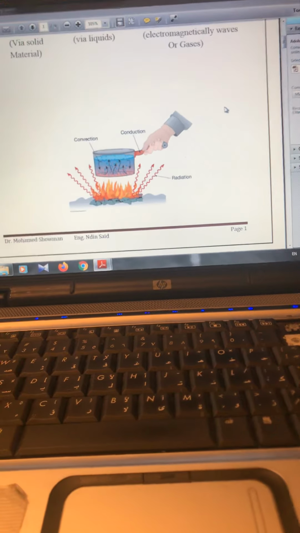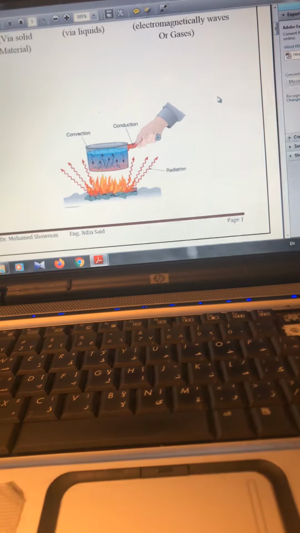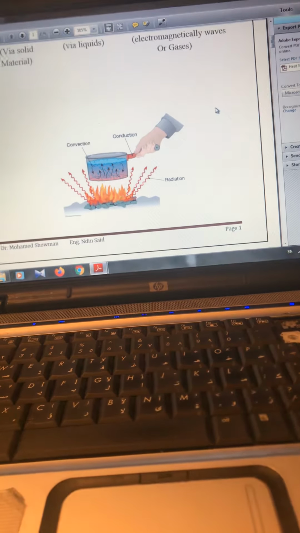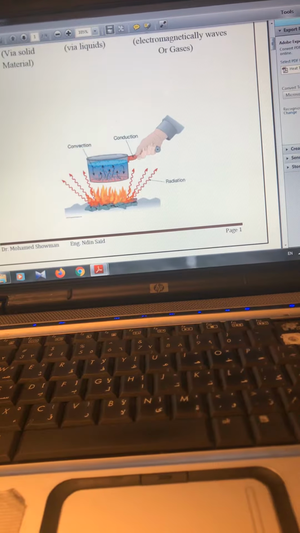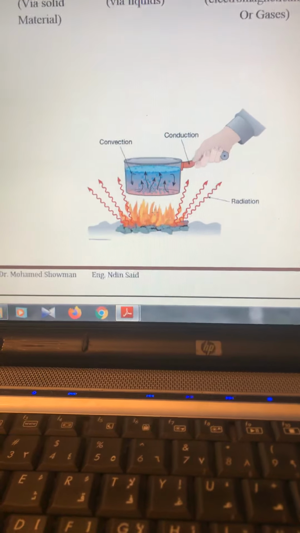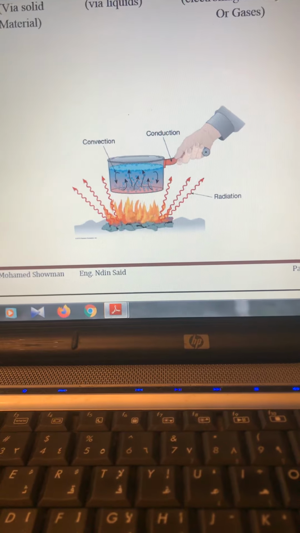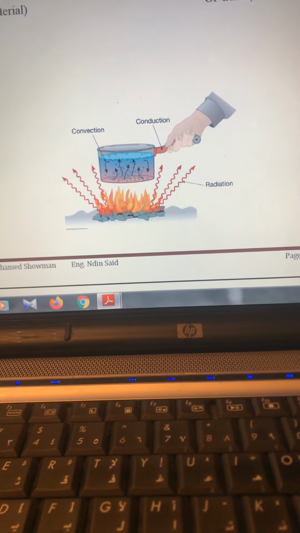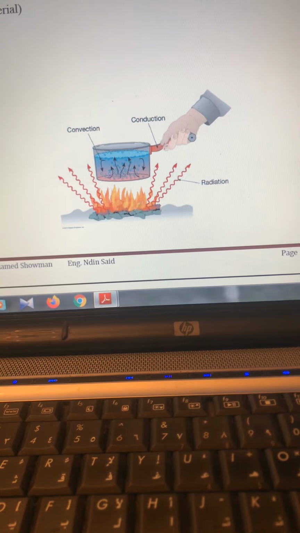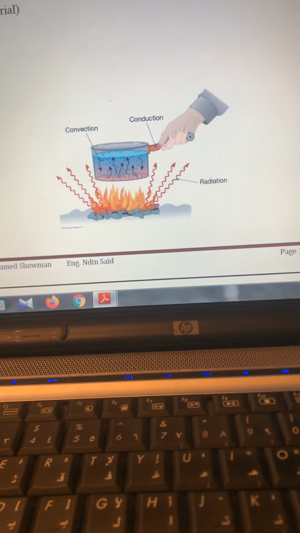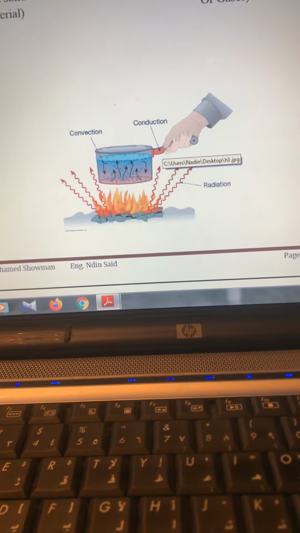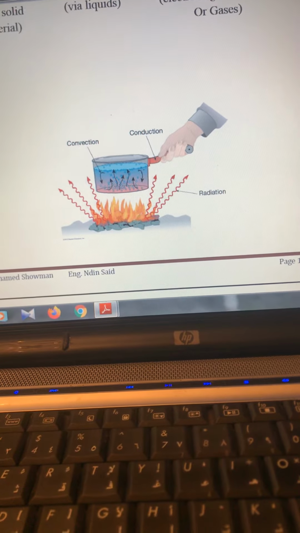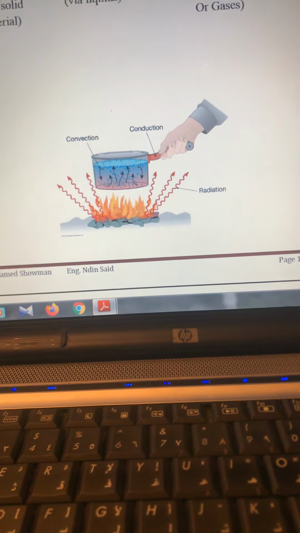There is an example: if you have a pot and you put it in a flame, you will have three modes. The first mode, between the fire, the flame heat, and the metal pot, is called radiation because it's from gases to a metal pot. And from the metal pot to the arm, it's from metal to metal, this is called conduction. And the last mode, from the metal pot to the liquid inside, is called convection.